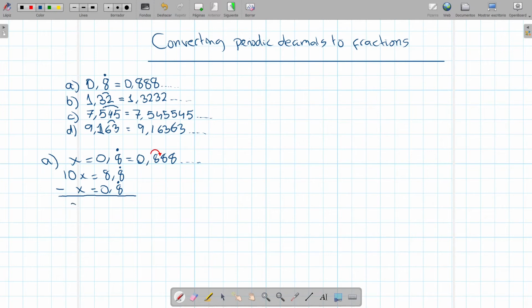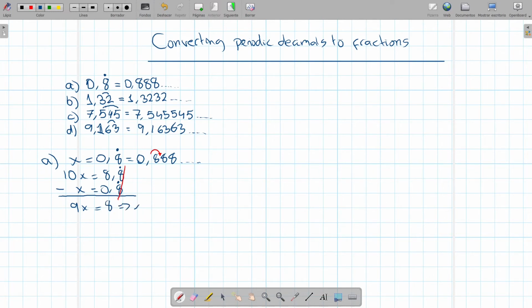10x minus x is 9x. And then we're going to subtract this. This is a decimal with an infinite number of digits, and this is another decimal with the same infinite number of digits. So even if they're infinite, they're both the same, so they cancel each other. And then it's 8 minus 0, which is 8.